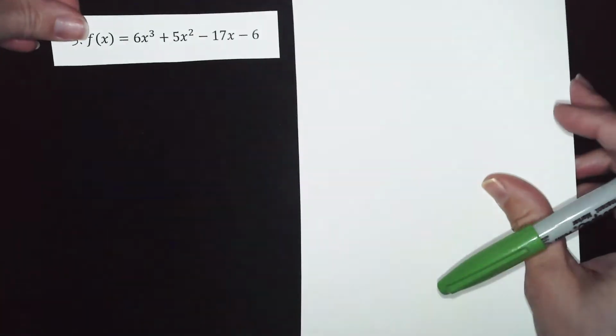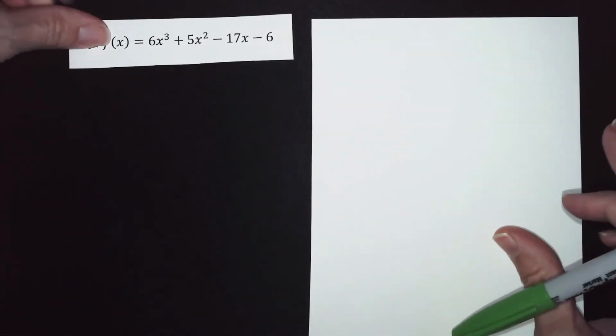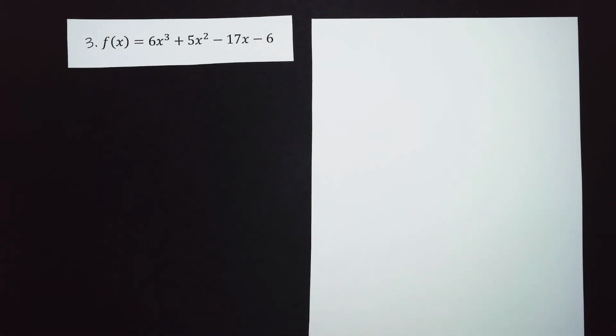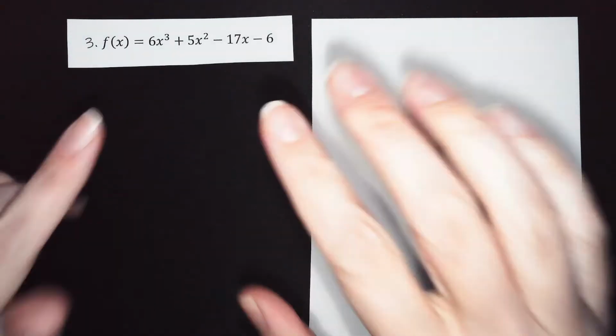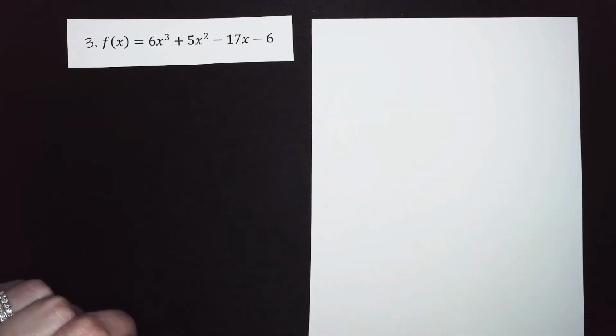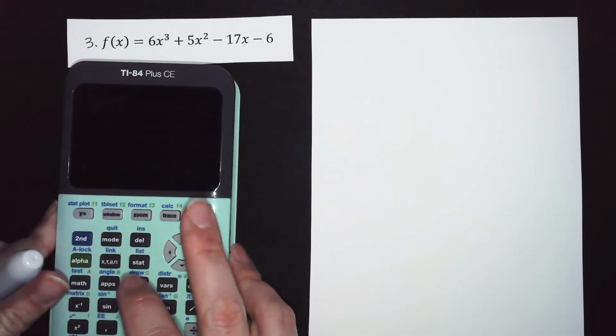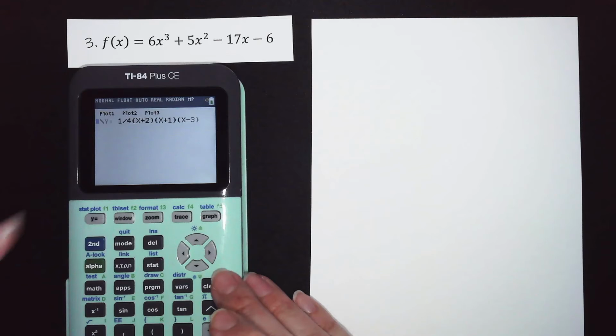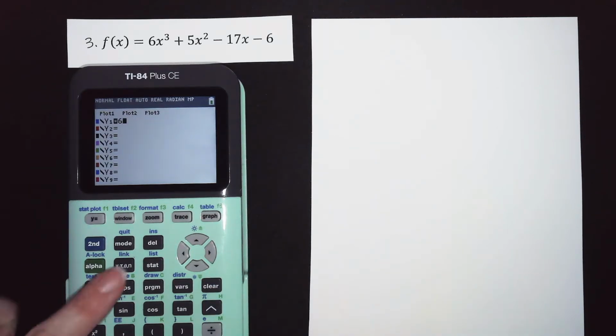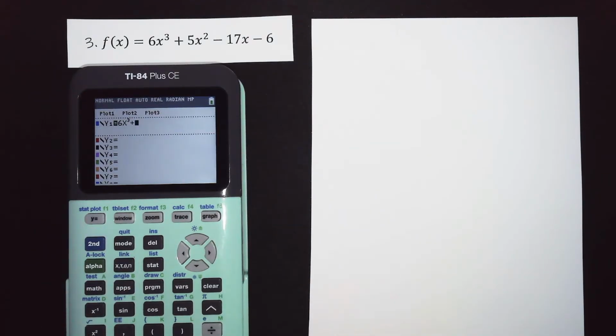So if we start with number 3, this is a cubic polynomial. I'm going to want some paper here, so I'm going to move this here. Alright, so we need our first zero. We need to know where this crosses the x-axis. So I'm actually going to take my calculator and type it in. So I get 6x cubed plus 5x squared minus 17x minus 6.